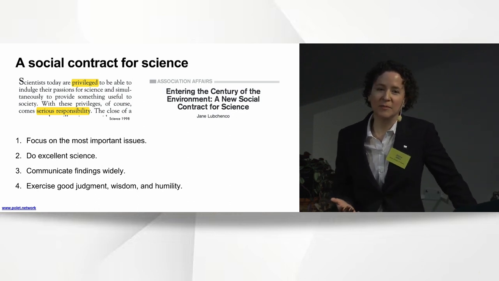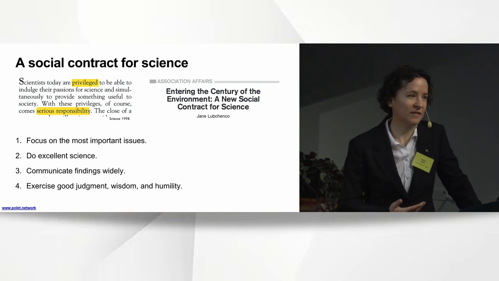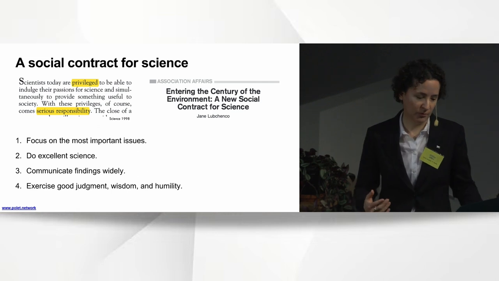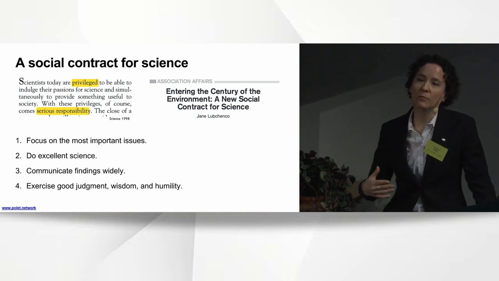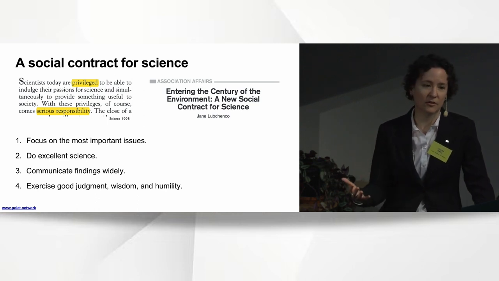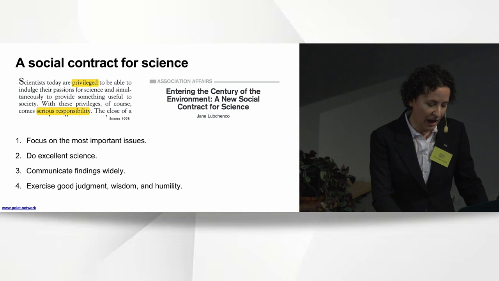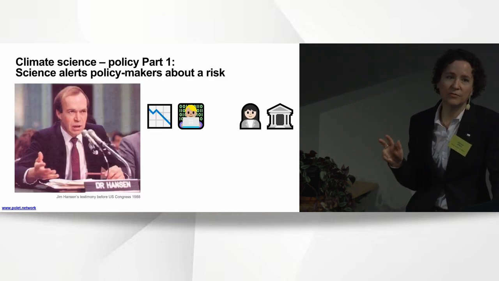And when you first read them, it sounds like, oh, great, let's just do this. But when you actually put it into practice, we run into some trade-offs and some difficulties. And that's what I want to unpack today. And I want to unpack it by looking at the history of how climate science has interacted with policy. And climate science has interacted with policy in really three phases.